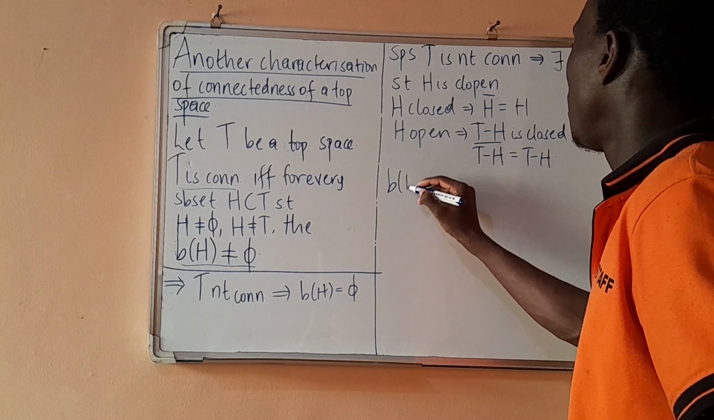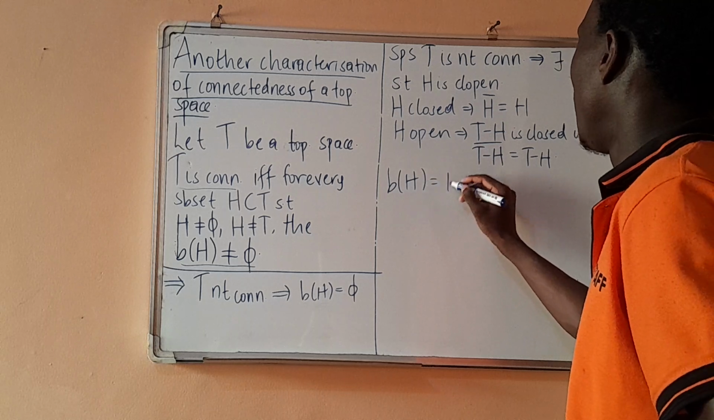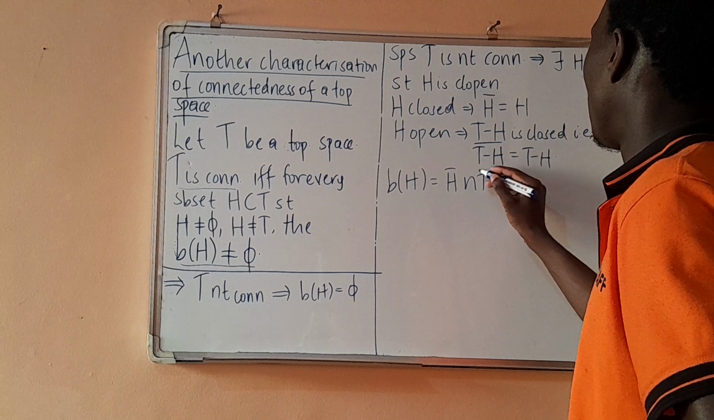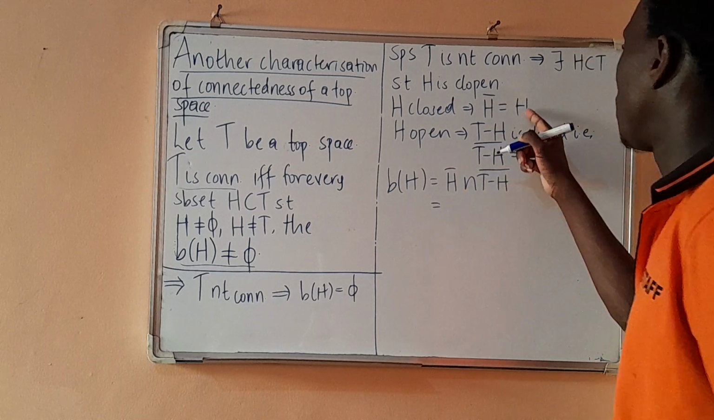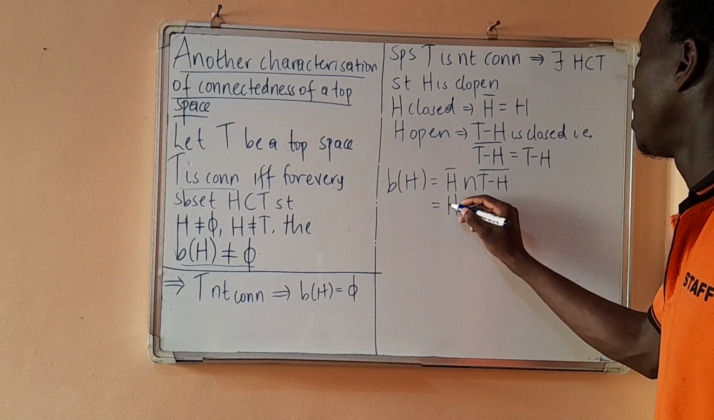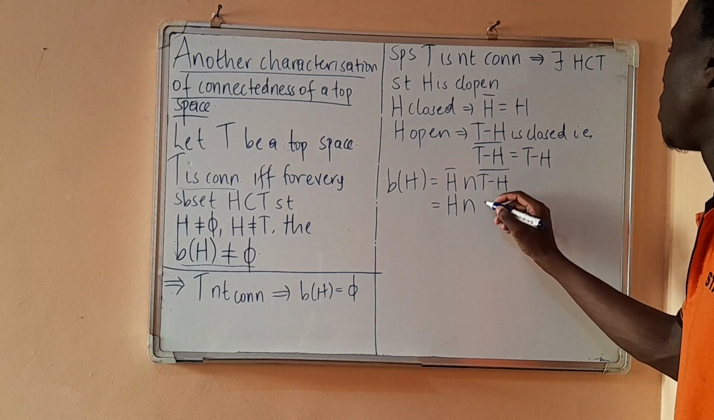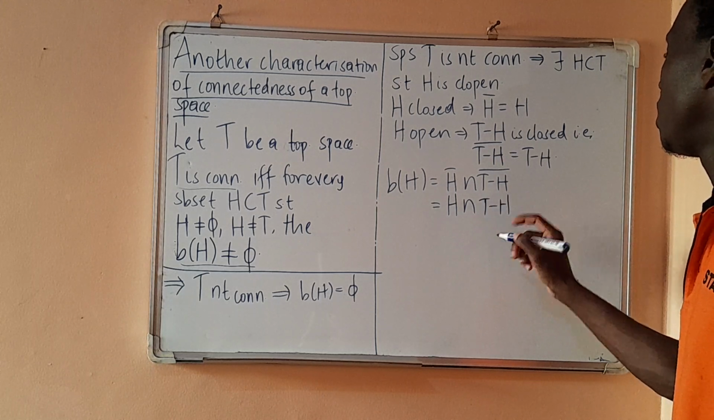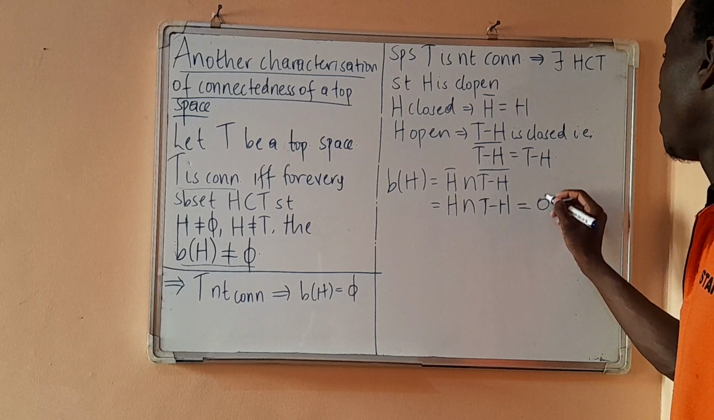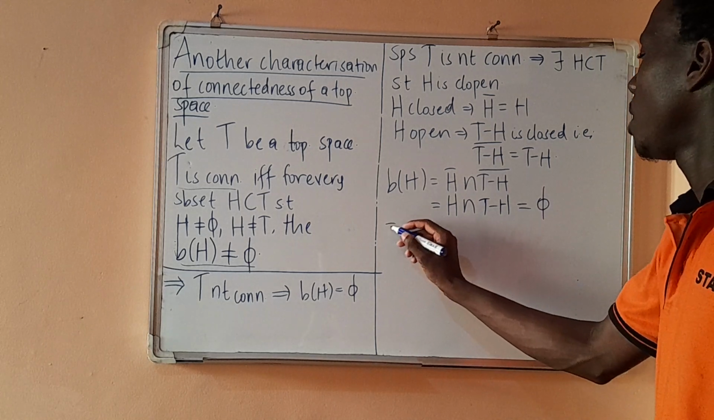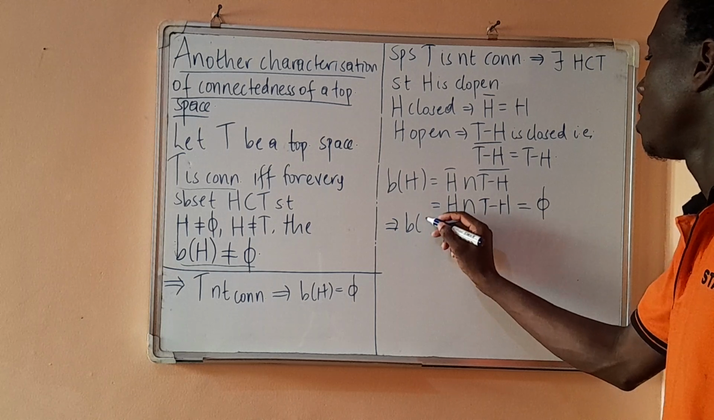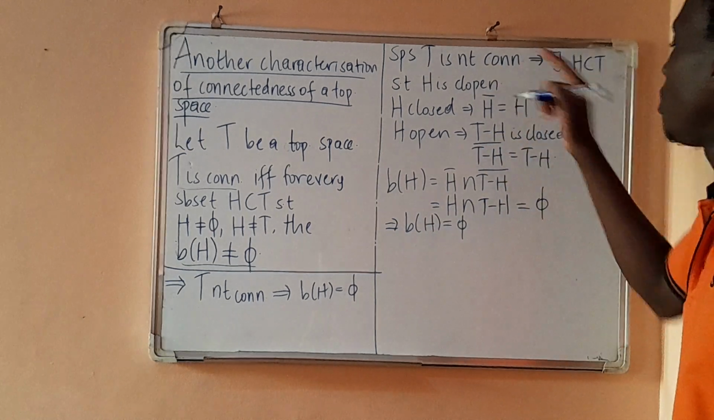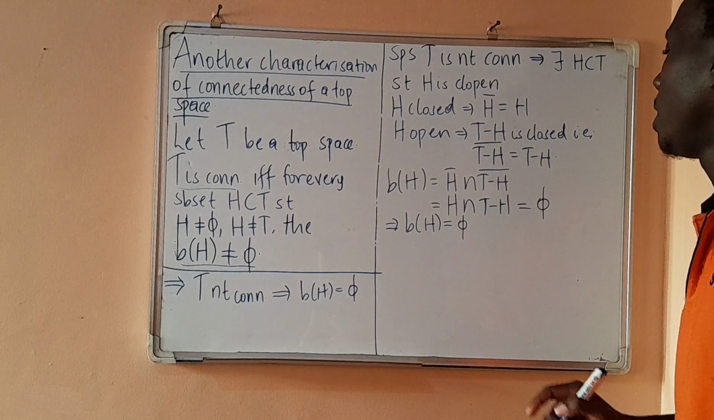So by definition, the boundary of H is equal to H closure intersection T minus H closure. H closure is equal to H, intersection T minus H closure. This is T minus H. So H intersection its complement. This is actually an empty set. So this implies that the boundary of H is empty. So T not connected implies that the boundary is empty.